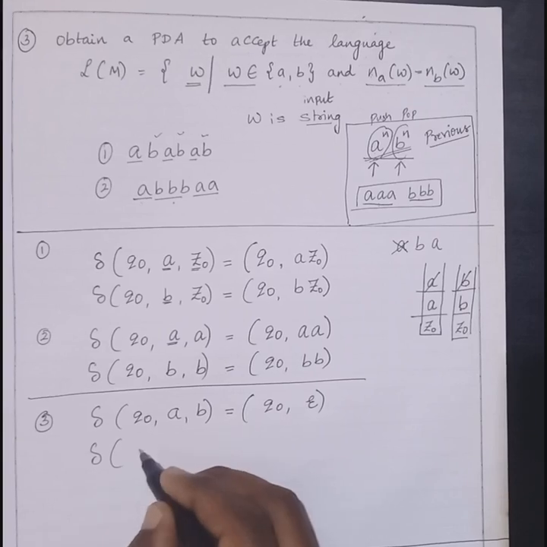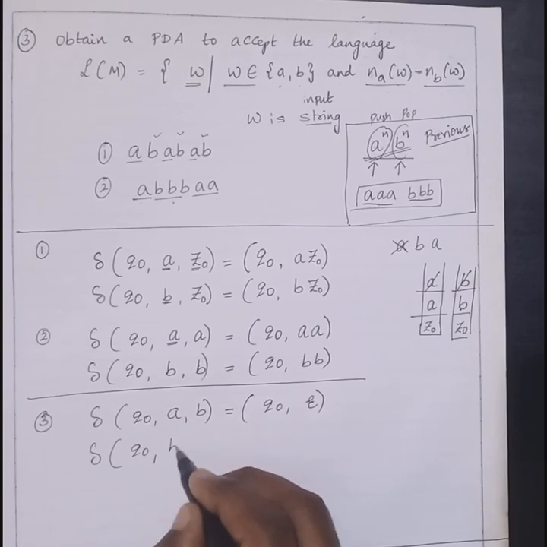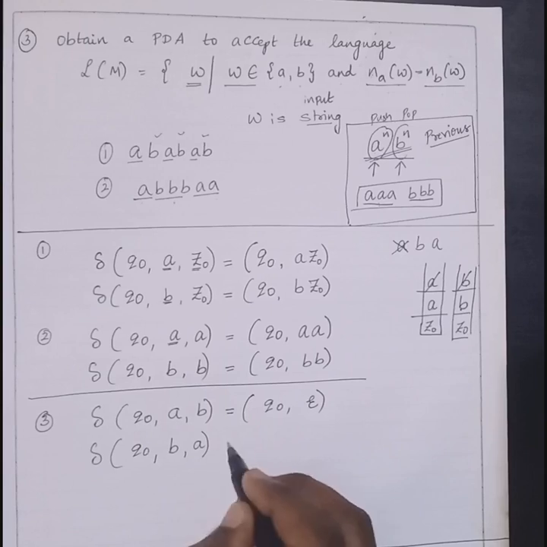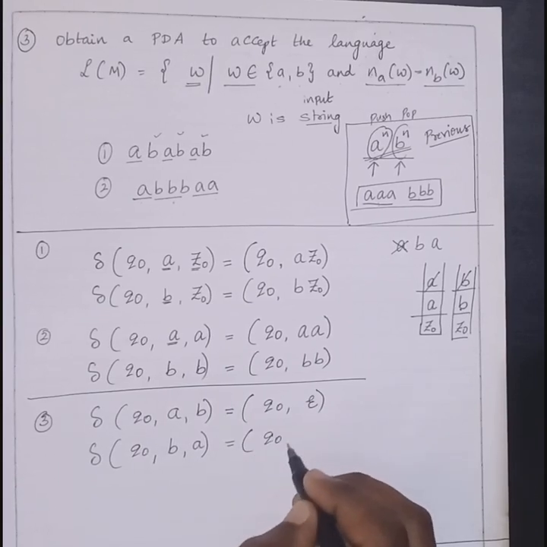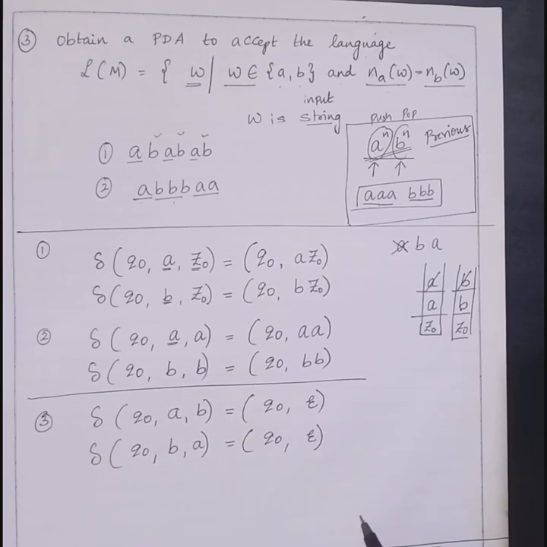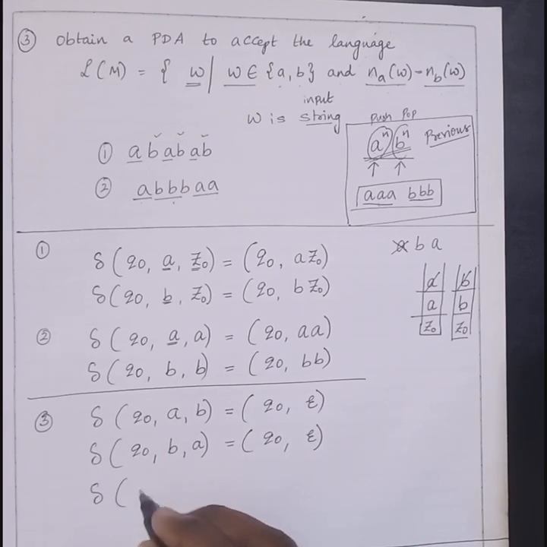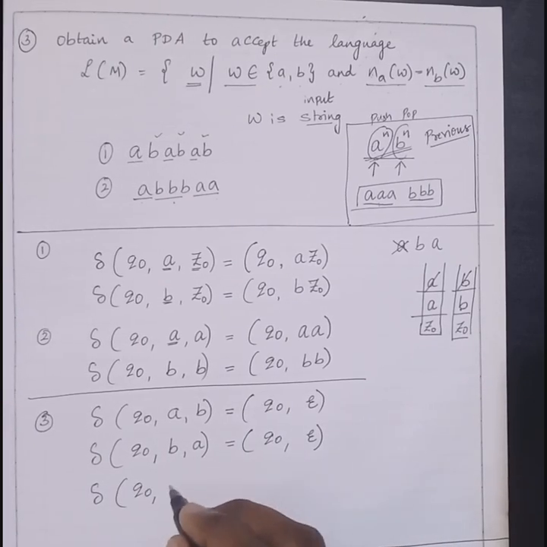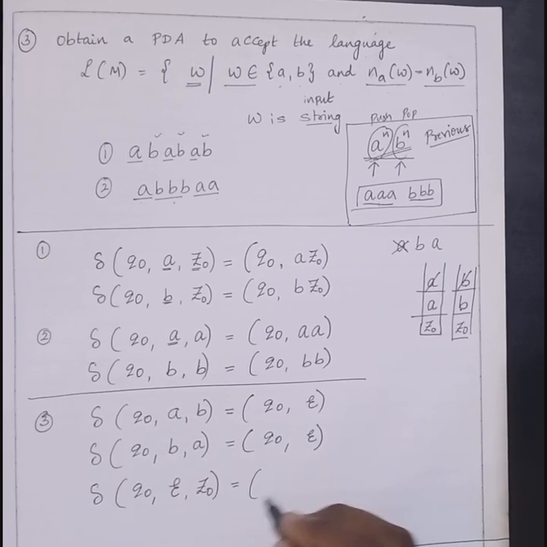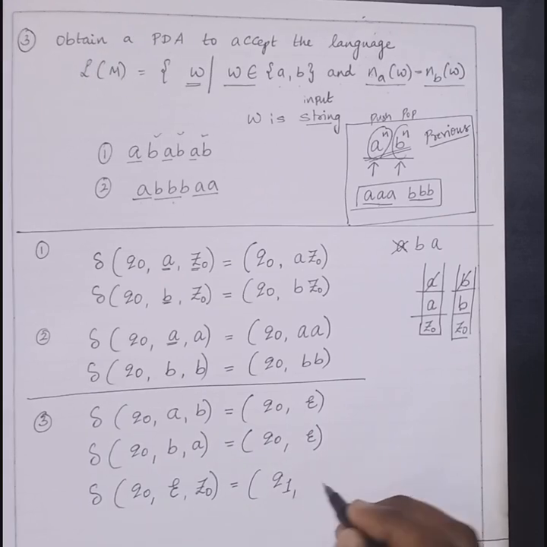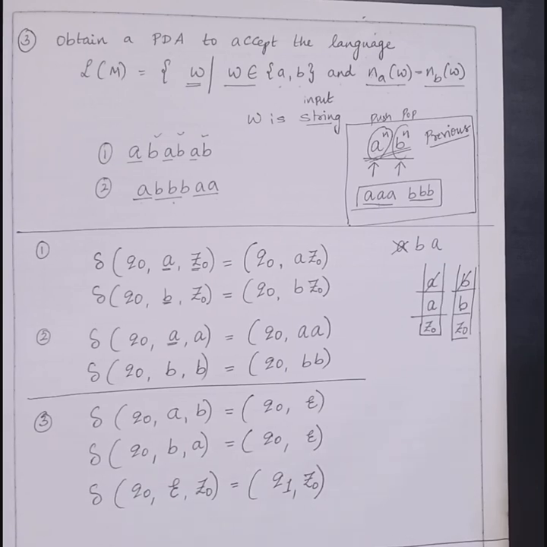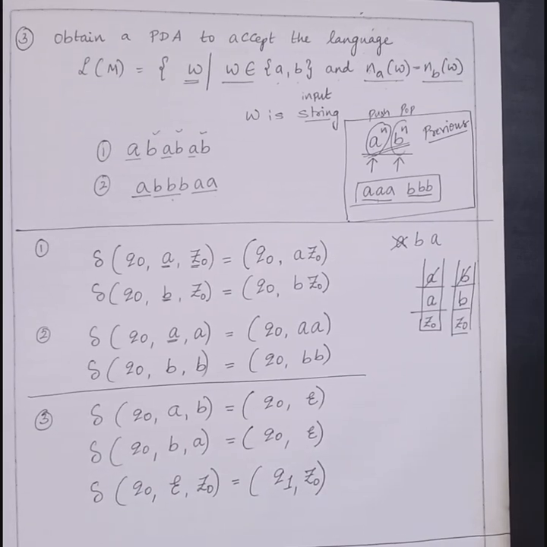Next again, we'll say q naught on the other combination. The b is the input, the top of the stack is a. Then also you will do epsilon, that is the pop operation. After all this, there are no more elements in q naught. That is, the new input is epsilon and the top of the stack is z naught. Then we go to the final state q1 and the stack is empty. So here we have only two transitions, q0 and q1.